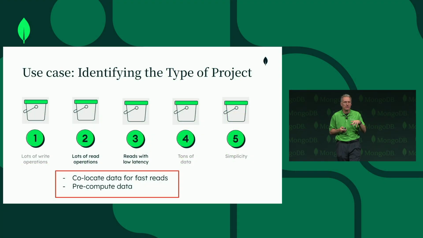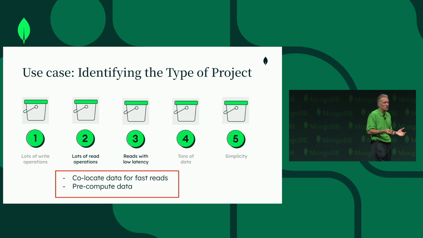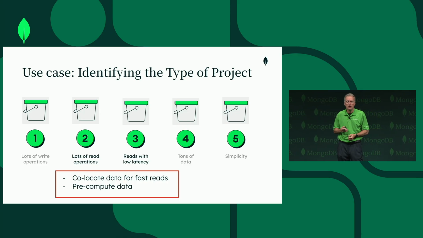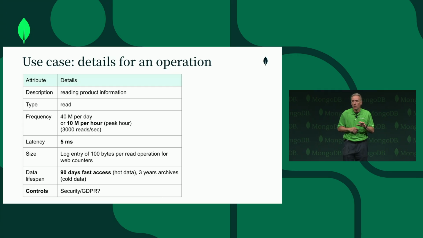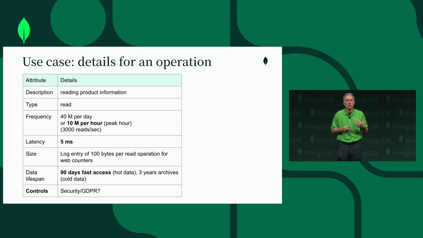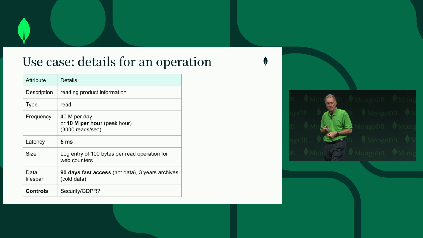So going back to our bins, what we're trying to do here is a lot of read operations, some with low latency because of UI. So what we said is you should probably have objects that are a little bit bigger, co-locate information for fast read, and try to pre-compute some data in our solution. Those important or main operations, I like to put a little bit more detail in it. If it's possible, identifying latency, data lifespan, what we're going to be doing with the data, especially if it's big. Do we have to do archiving, et cetera? Do we have some concern about security, GDPR, right to be forgotten, et cetera?